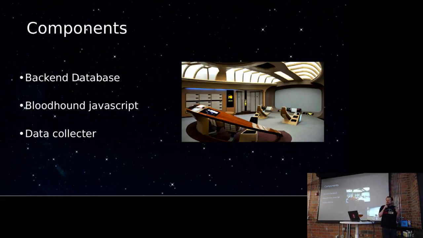There's three main components of Bloodhound. You have your backend database, you have your pretty Bloodhound JavaScript front end, and then you have your data collector tool that's going to go out into the Active Directory and actually pull the data.